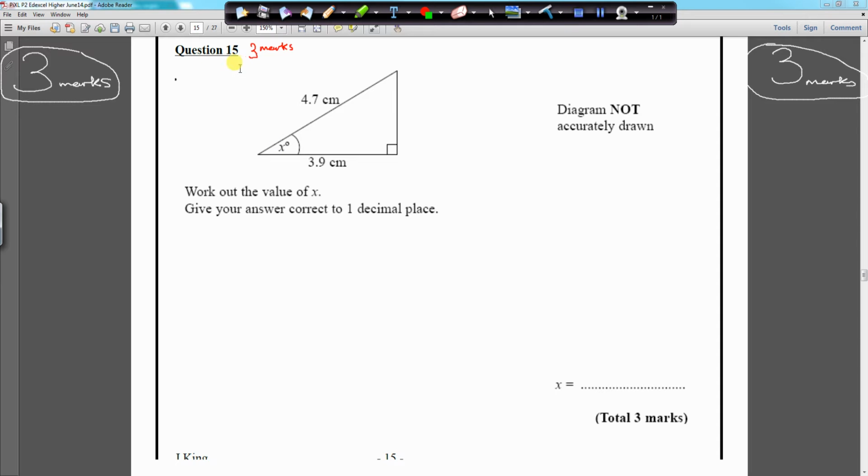Okay, Bismillah, question number 15. I said to you in question number 14, I will see you in the next question. I forgot to say inshallah, which means if God wills. So question number 15.